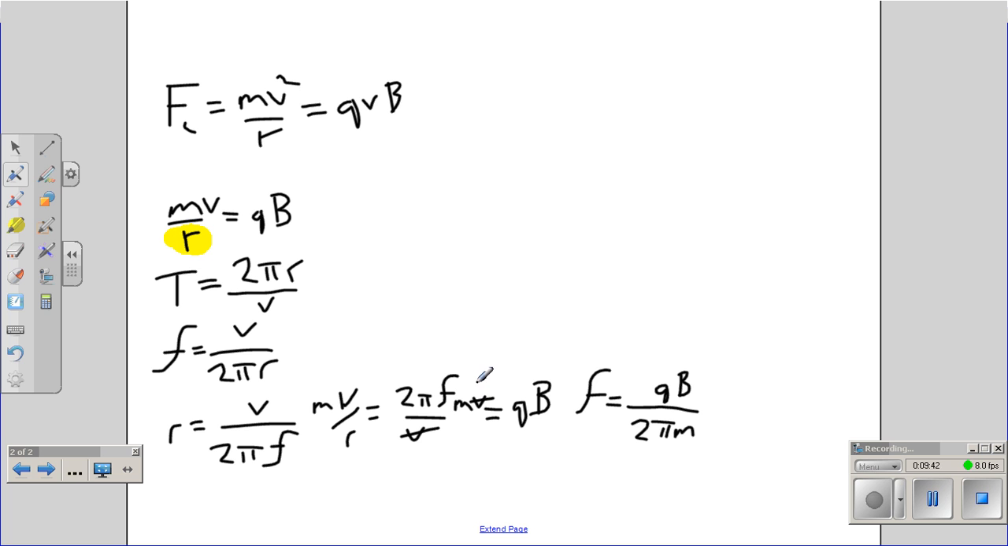Plugging in your numbers for q, we have an electron, so 1.6 times 10 to the minus 19. B, I believe, is 9 times 10 to the minus 4 Tesla from part B that we calculated. We've got 2 pi, and we've got m, which is 9.11 times 10 to the minus 31 kilograms for an electron, yielding us a final answer of 25 times 10 to the 6th hertz, also known as 25 million hertz or 25 megahertz.